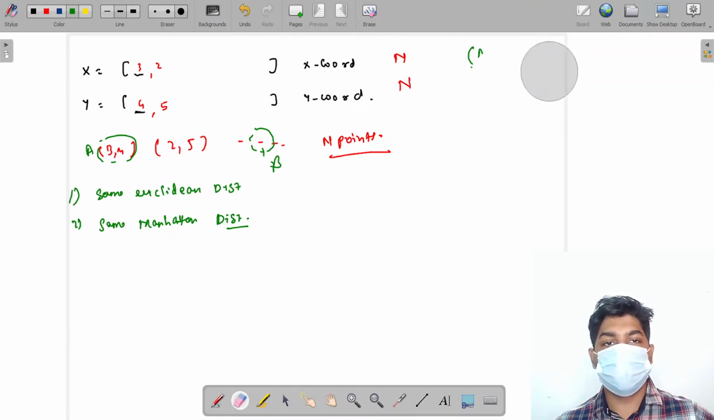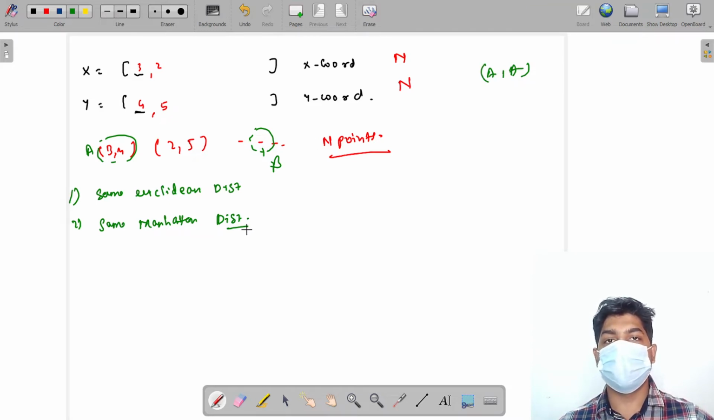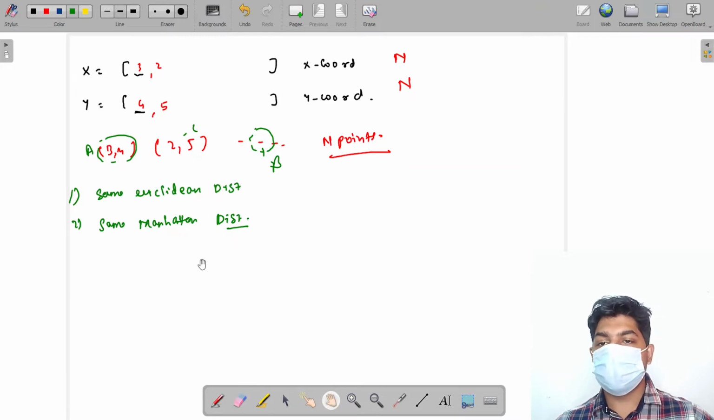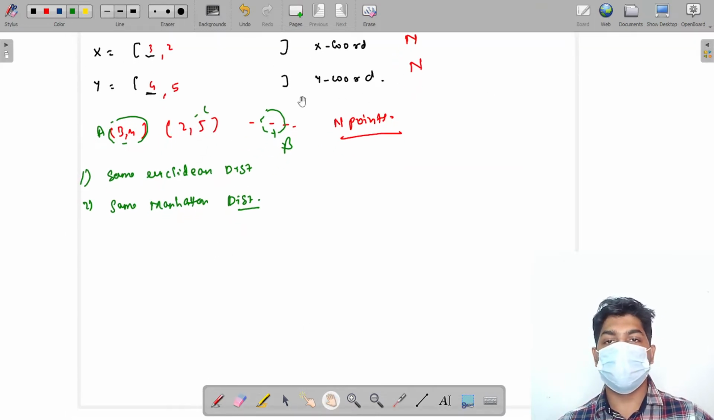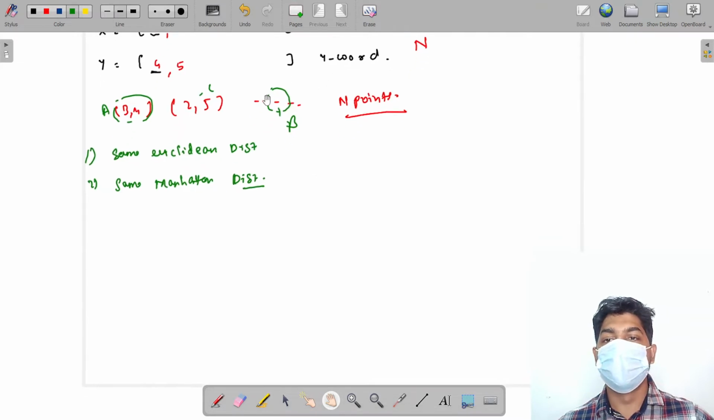Another thing is that we have to not consider the same point paired with itself, like a with itself. For this, the Euclidean distance and Manhattan distance will both be 0. So we have to not consider such pairs, like point b with itself, or point c pairing with itself. So we have to avoid these two. This was for the problem part.